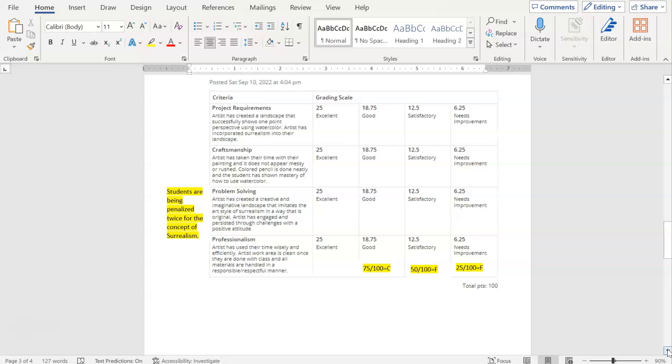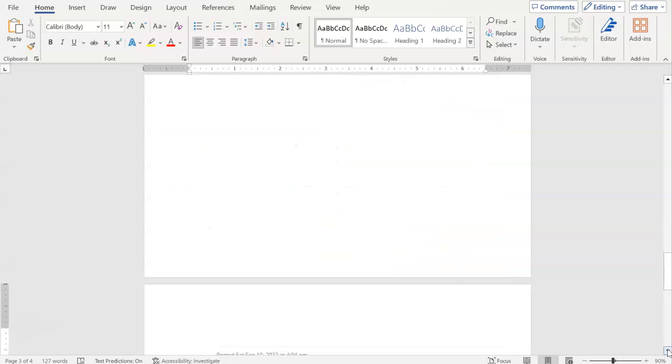Then we have, this was a surrealism project. So the project requirement is explaining that the artist incorporated surrealism into their landscape. Sounds great. But then you go down to problem solving, and the verbiage says the artist has created a creative and imaginative landscape that imitates the art style of surrealism in a way that is original. Where you're penalizing them 2 times for the same criteria. Surrealism should only be mentioned once, so that they're only losing points in one location.